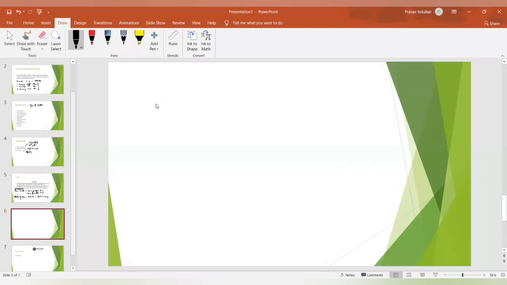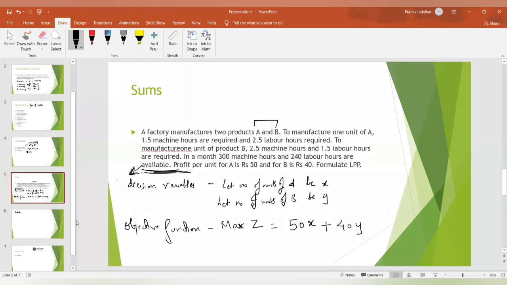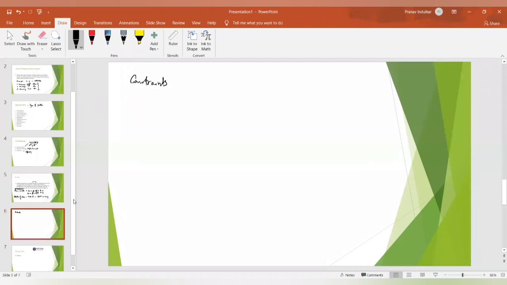Okay, is that clear to you all? Okay, then last part for the formulation, constraints. So how do you solve the constraints now? Okay, I'm going to switch back again. If you see this, to manufacture 1 unit of A and B, for A, 1.5 machine hours are required and 2.5 labor hours are required. I'm making a column now.